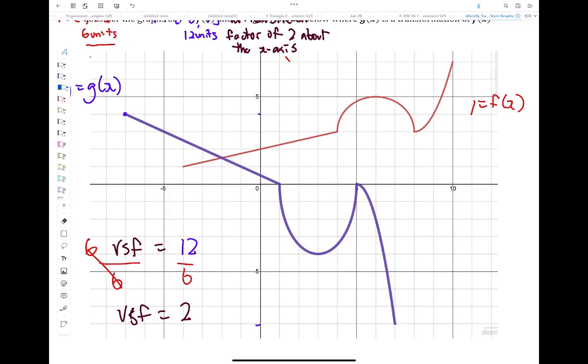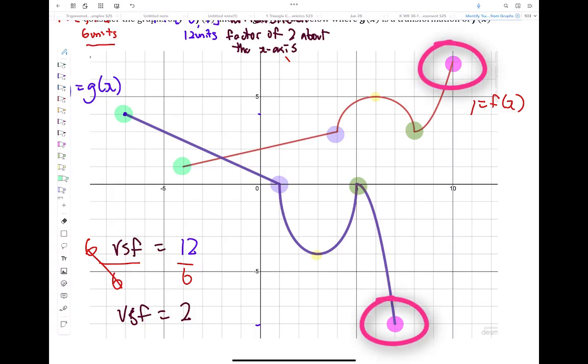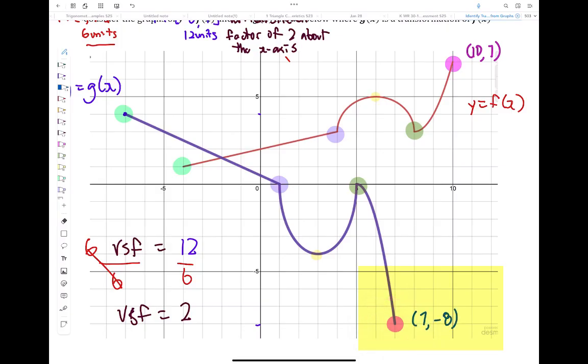Look at your graph. Look for a nice key point that you can easily identify. I can see a couple. I can see this pink corresponds to this pink. I can see this green to this green. I think what I'm going to do is just take the first one I saw, that pink point. If I take a look at the pink point on f at x, I see that point will be called 10, comma 7. And that's going to correspond down here to 7, comma negative 8.